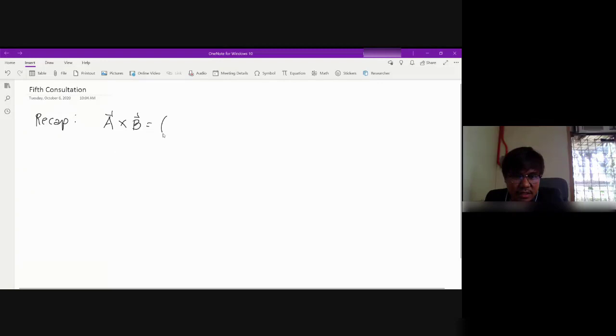Suppose na ako'y 2i hat plus 3j hat plus 1k hat, and then i-cross na ako sa 1i hat, or simply i hat lang, plus 3j hat minus 2k hat. So atong gibuhat kay i-multiply dito, no?